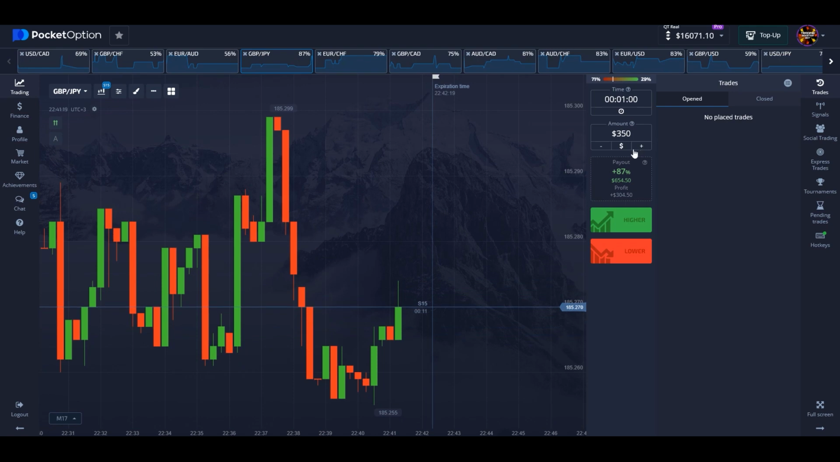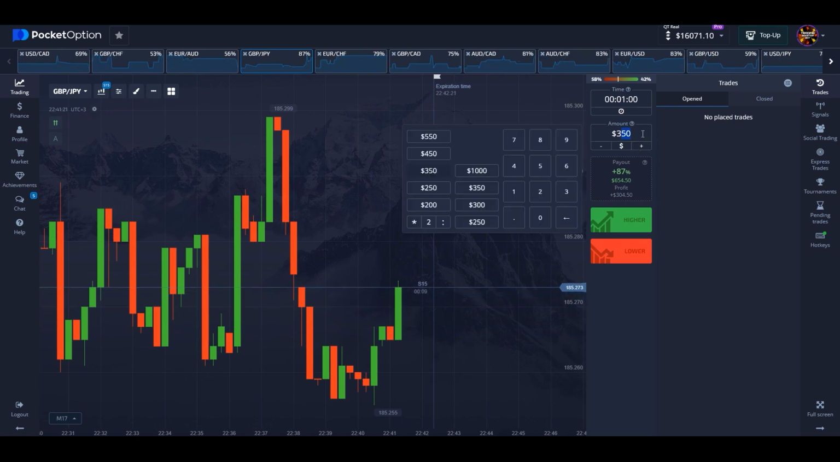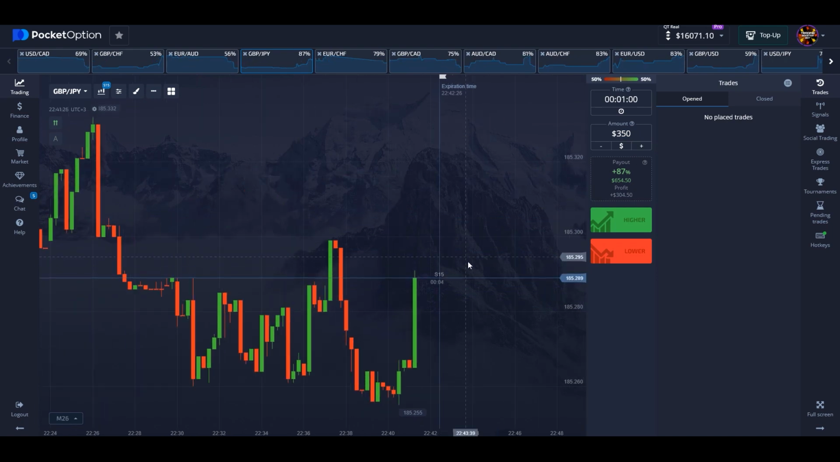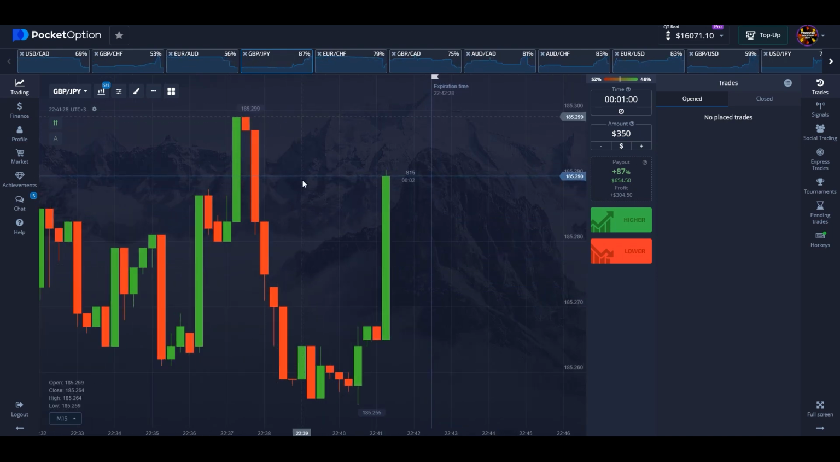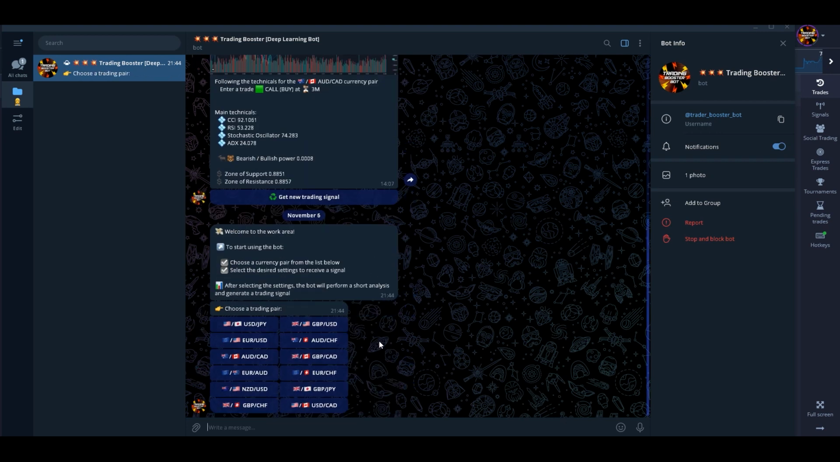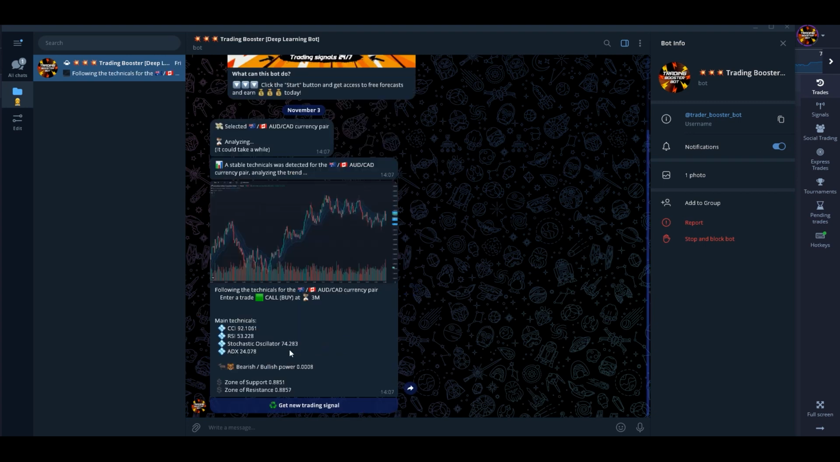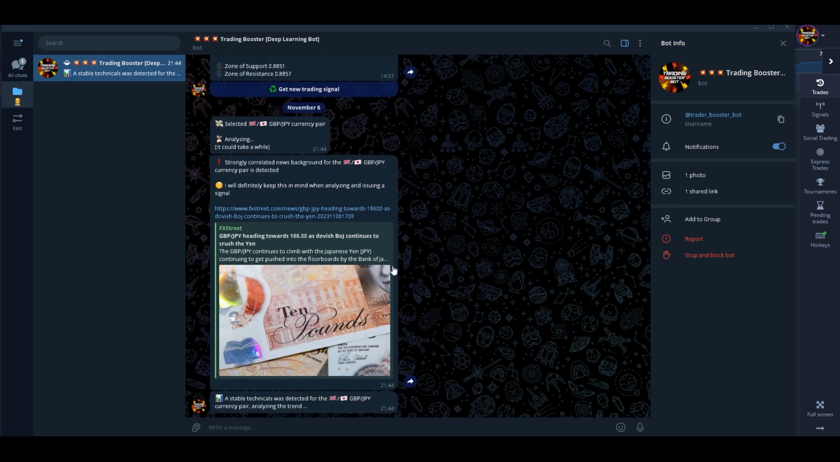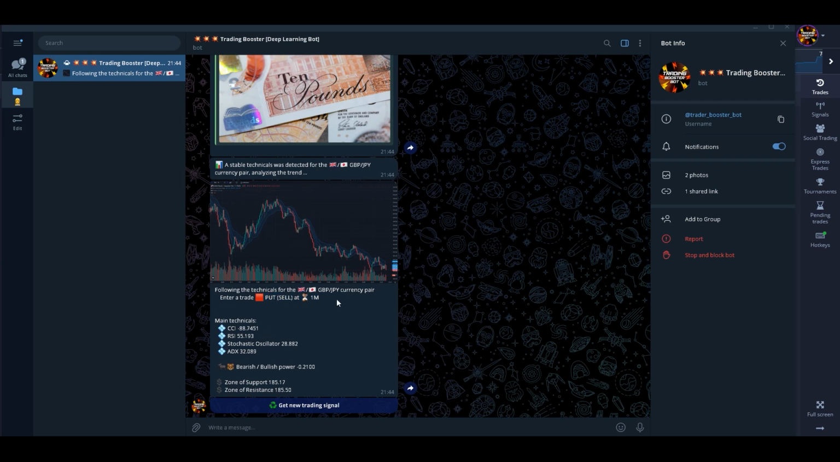In a non-volatile market, I'll trade 350, 400 and 500 bucks. Basically, not a lot of big money. Come on, British pound, Japanese yen. I go into the bot, click on get a new signal. I select the trading pair and I select the time of the trade, 1 minute. I get the trading news and I get a sell signal.